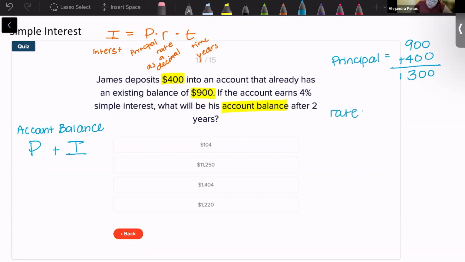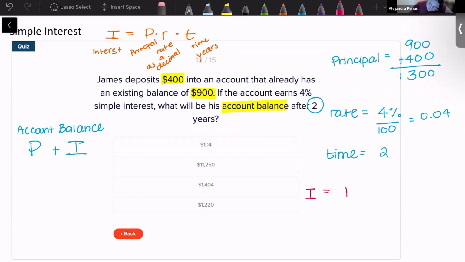The rate is 4%. But remember, you can't write it as just 4 into the formula. You're going to have to divide that by 100. So divide that by 100, and that's going to be 0.04. And the time is going to be 2 years. Let's plug everything into our formula.